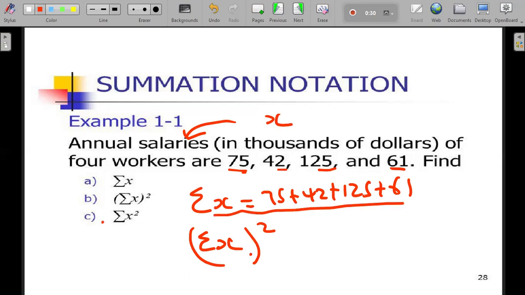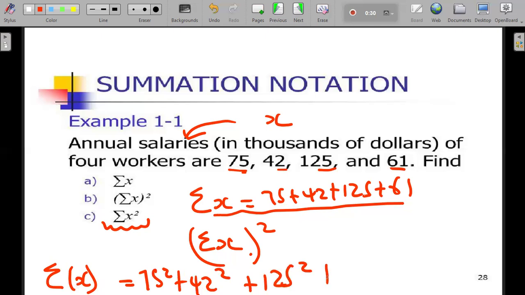And then now notice this one that we have on C. We have the summation of X squared. There, you have to square each term. So it will be 75 squared plus 42 squared plus 125 squared plus 61 squared. So just punch this into your calculator to find the answer. Notice the difference between this one on C and this one on B. On B, we first find the summation of X and then we square it. On C, we are squaring the individual salaries in the given question here.